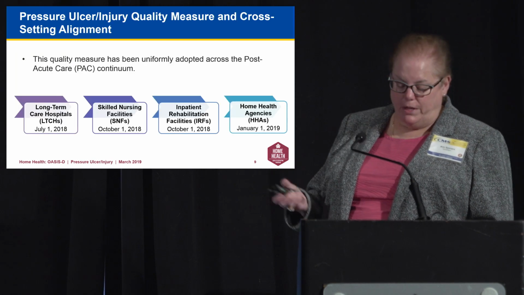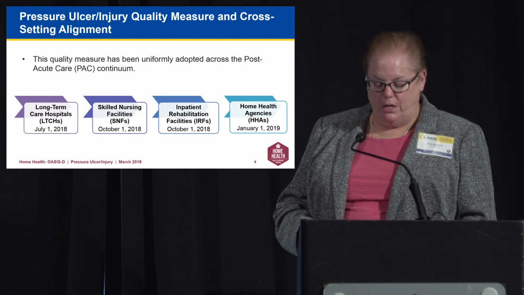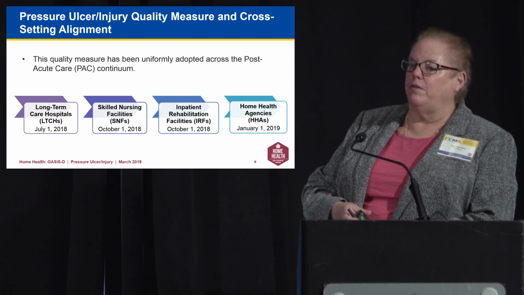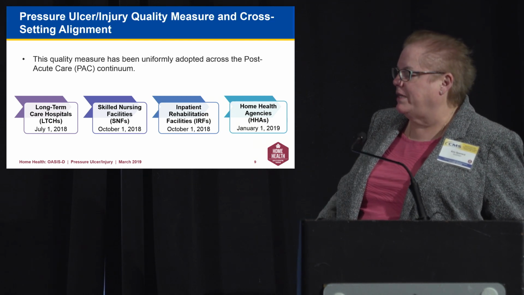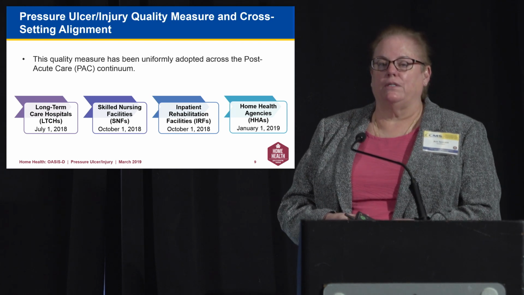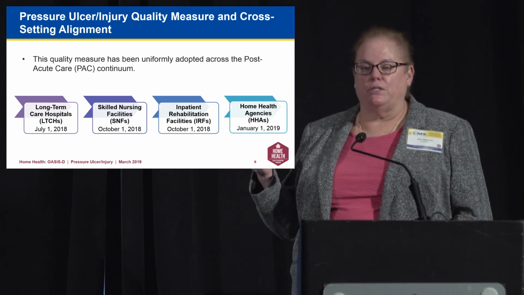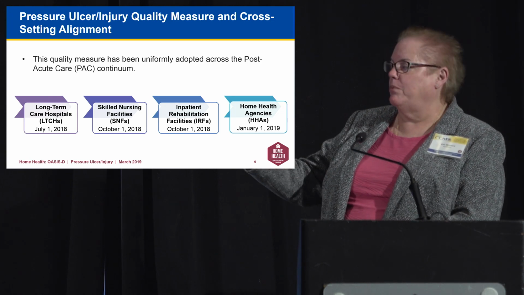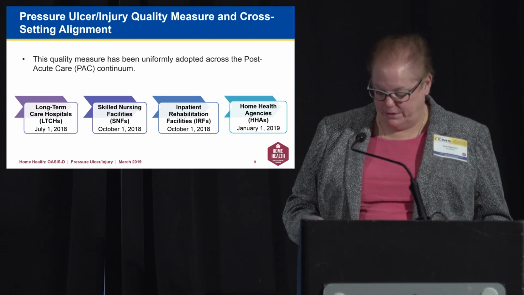So this is what I was talking about just a moment ago. The quality measure has been uniformly adopted across the post-acute, or PAC, continuum. So in each one of these settings, we've been implementing these same quality measures: long-term care acute hospitals in July of 18, skilled nursing in October of 18, inpatient rehab facilities we did in October of 18, and then for your home health, we did this in January of 2019. So this is newer for you. But the importance is this is a shared measure, or an equal measure, across all of these settings.